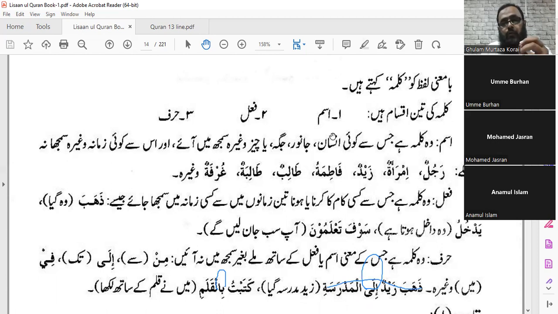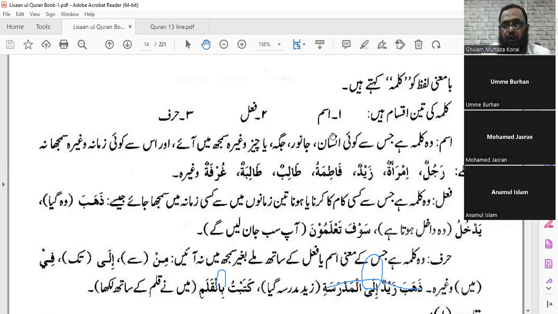Number 2, I told you about fi'lun. Fi'l is a word that conveys meaning, and it also has the meaning of time, tense. Like I told you, Dhahaba Zaydun, Zayd went. Now this is past tense. If I say Yadhabu Zaydun, Zayd goes, it is present tense. If I say Sawfa Yadhabu Zaydun, Zayd will go, this gives the meaning of future tense.